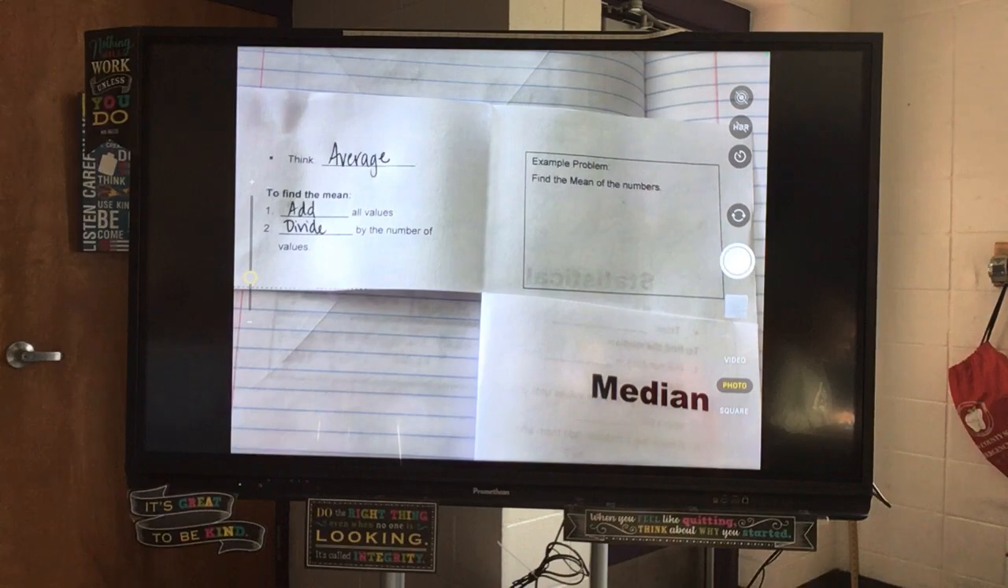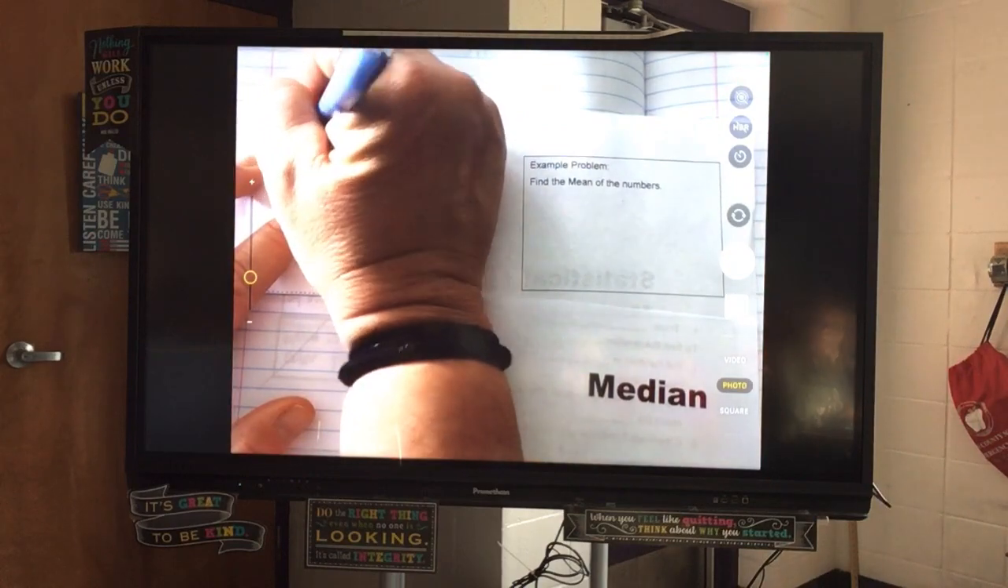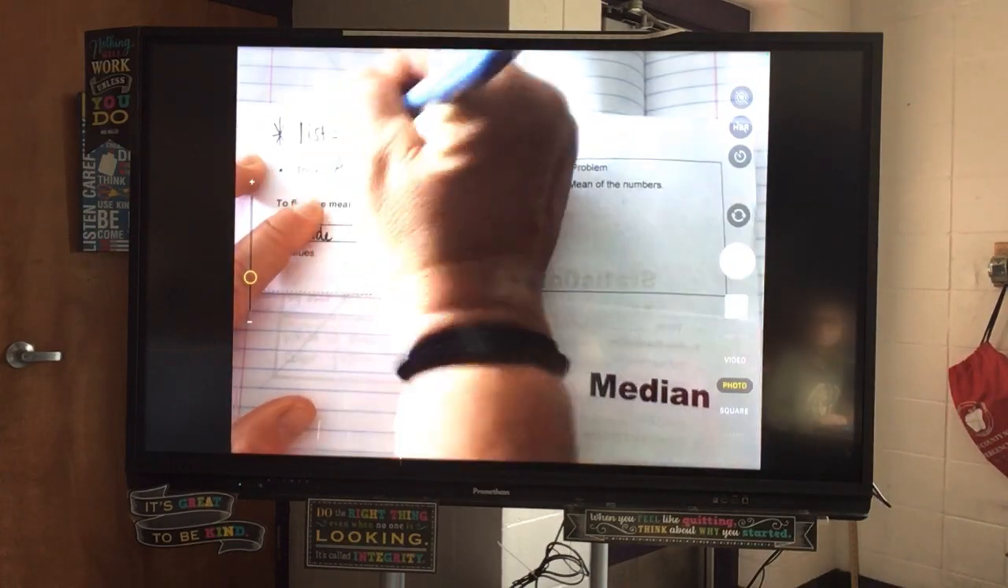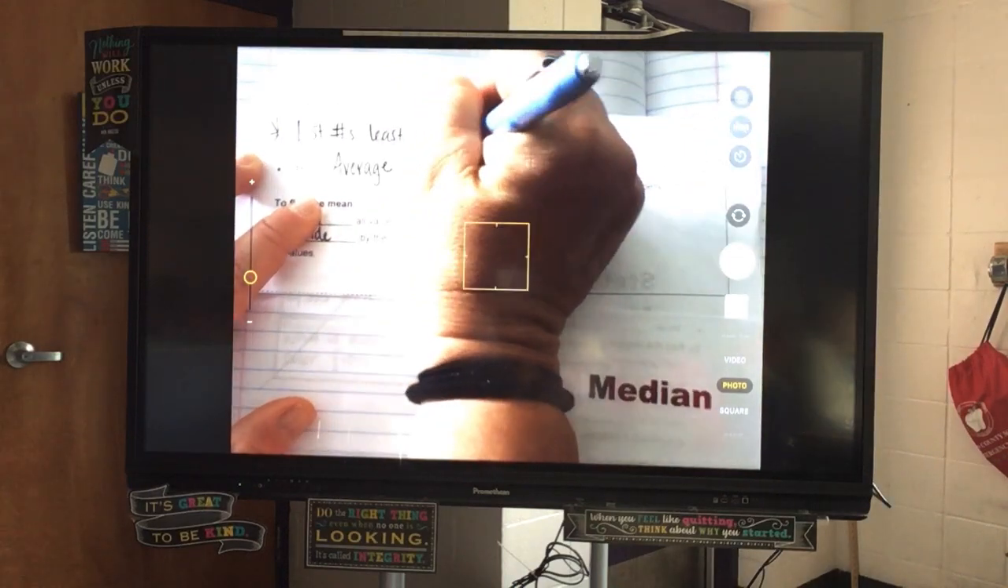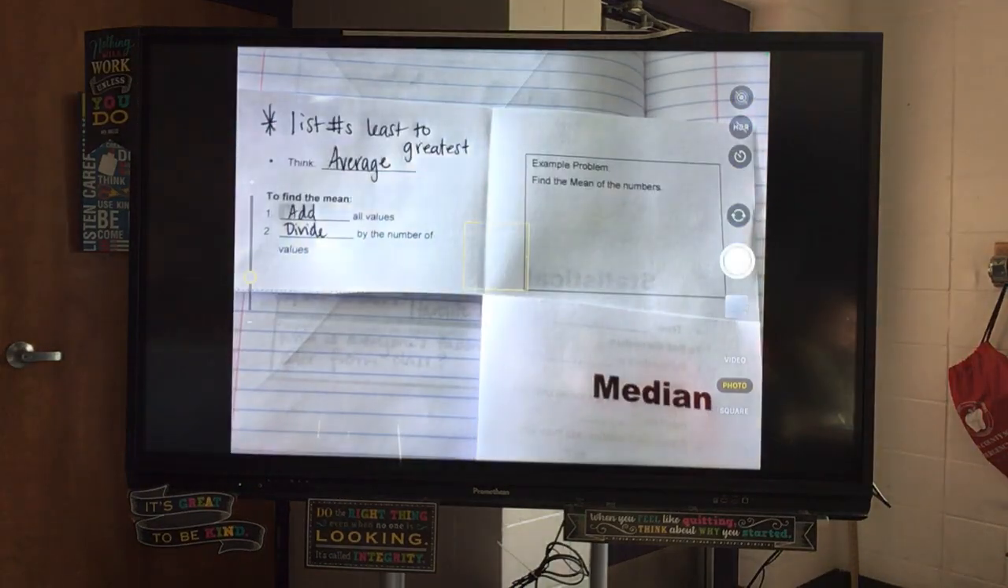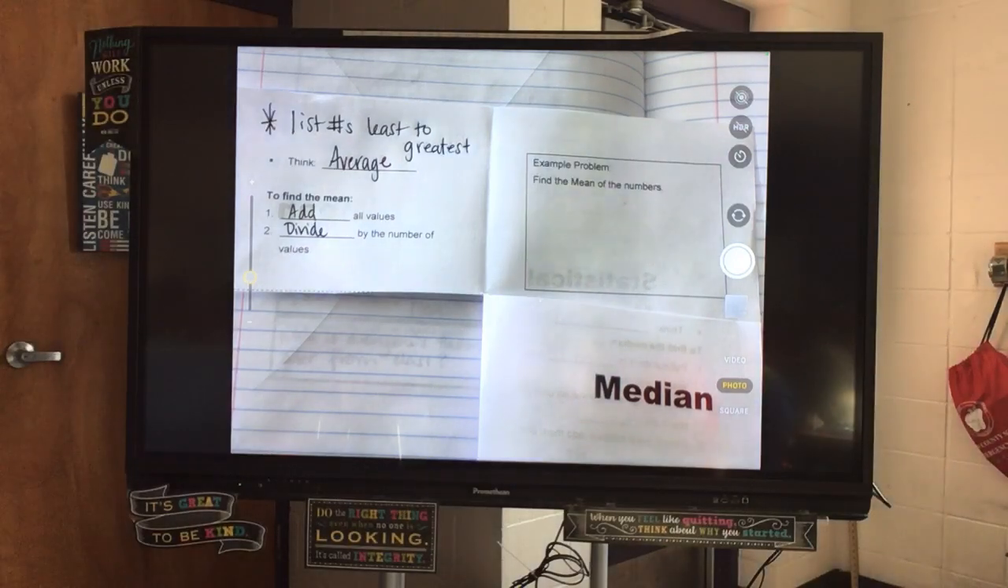But what I want you to do with everything that has to do with statistics is the very first thing, even though it doesn't tell you, list numbers least to greatest. This will help you out in so many ways. And this is the first step that you do for everything. Okay, so you are going to list your numbers from least to greatest.